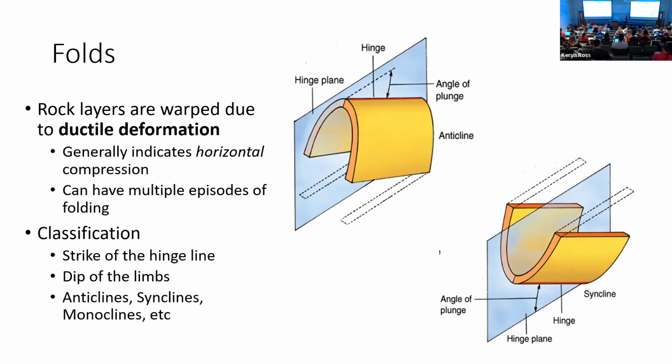Now, just like when we were talking about extensional faults, and I said that we find these in divergent plate boundaries, but finding one doesn't mean that it's necessarily a divergent plate boundary.